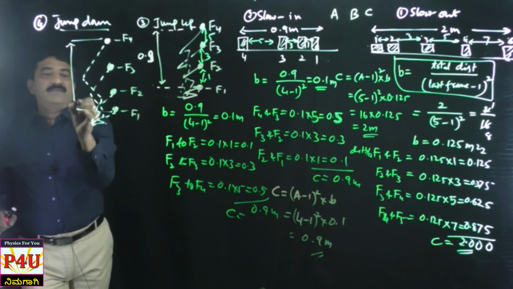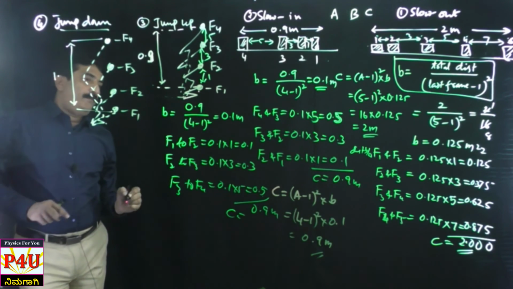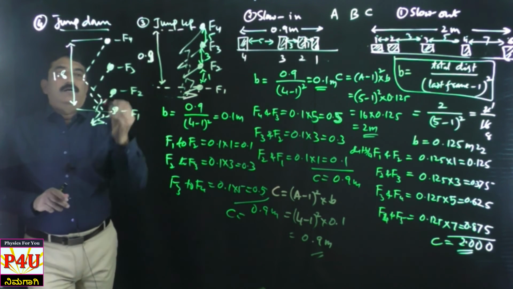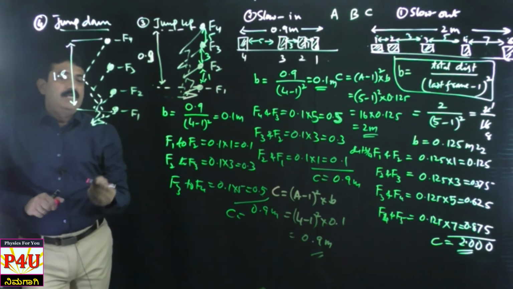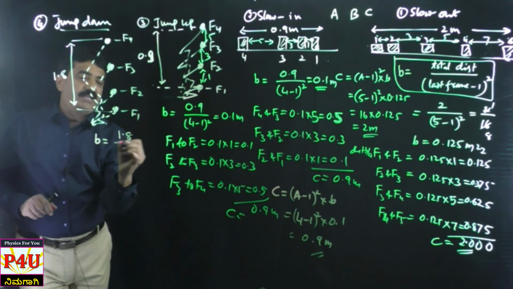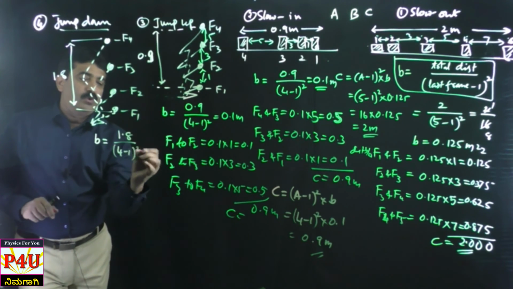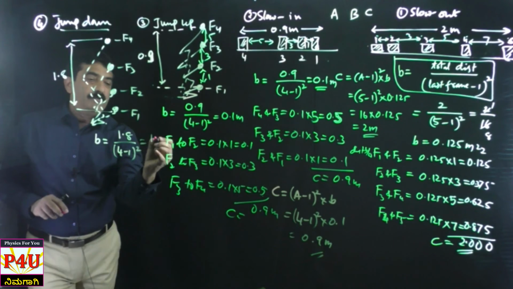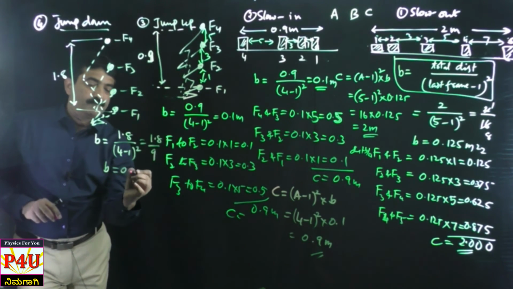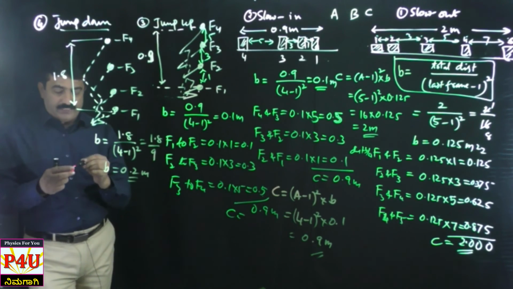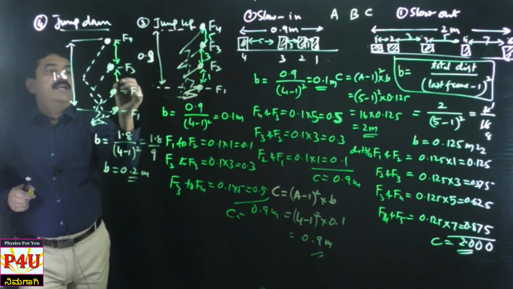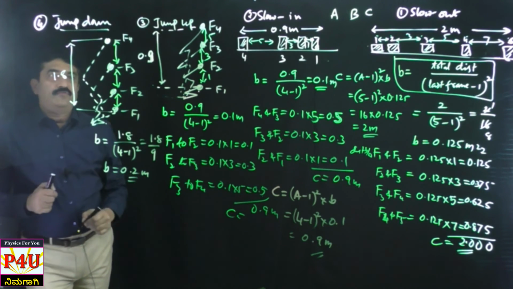This time I give you the value as, let us say, 1.8. Then totally 4 frames. Now you calculate the base distance. It is 1.8 divided by 4 minus 1, whole square. 1.8 by 4 minus 1 whole square means 9. So base distance is 0.2 meter. Got it? Now you calculate the distance from F4 to F3, F3 to F2, F2 to F1.